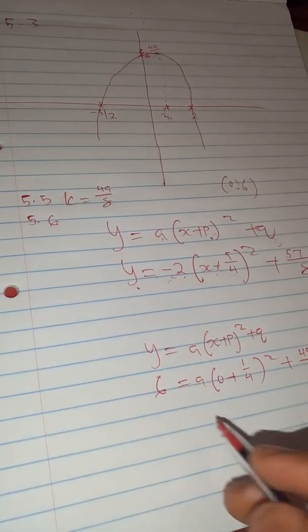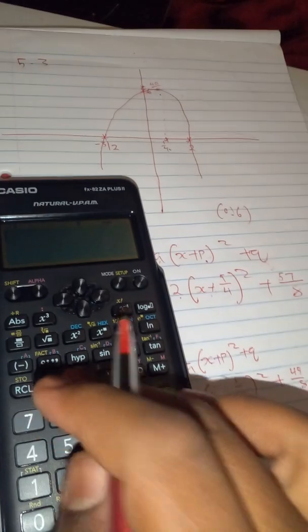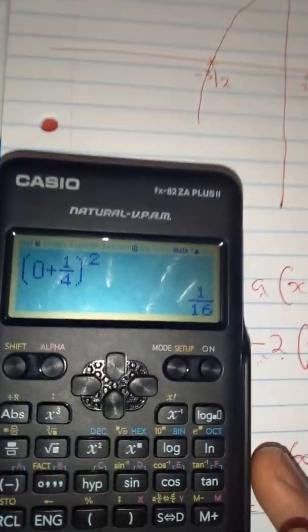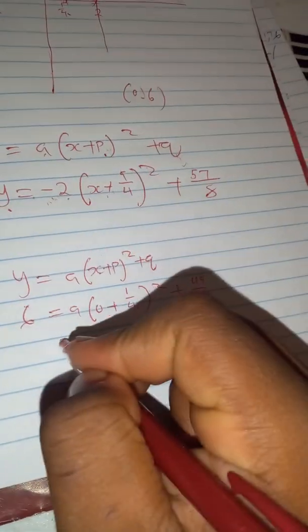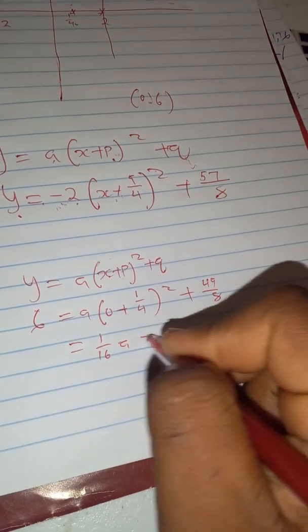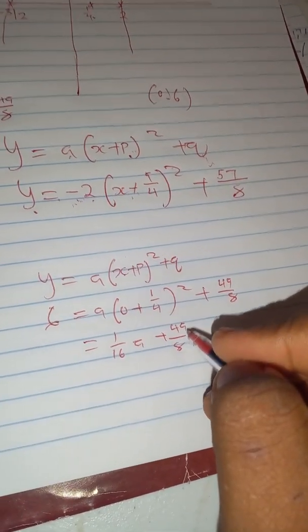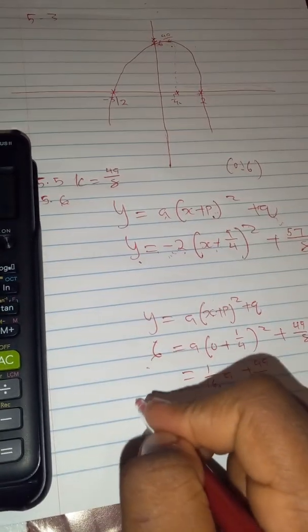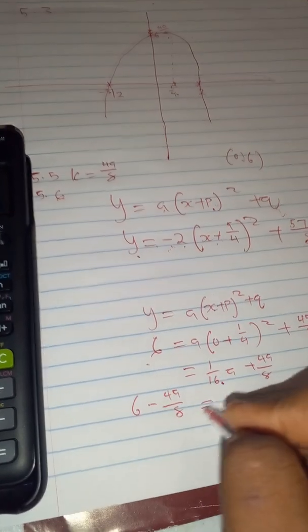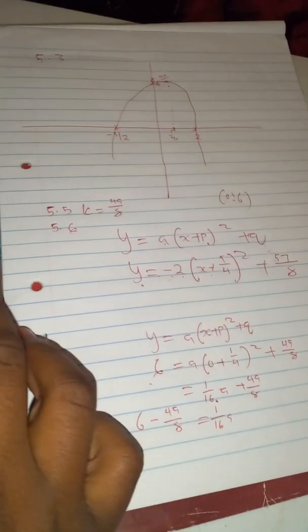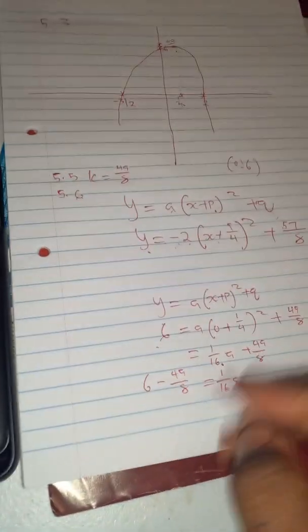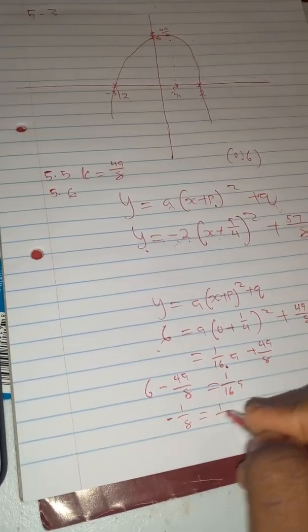Then this one it is 6. We are using this value. 0 plus 1 over 4 squared, it is 1 over 16, so I'm just going to say 1 over 16a plus 49 over 8. Hey, guys, I'm not sure, I'm just trying here. So I'm just going to take this one to the other side, so that can be 6 minus 49 over 8, it is equal to 1 over 16a. 6 minus 49 over 8, which is negative 1 over 8, is equal to 1 over 16a.